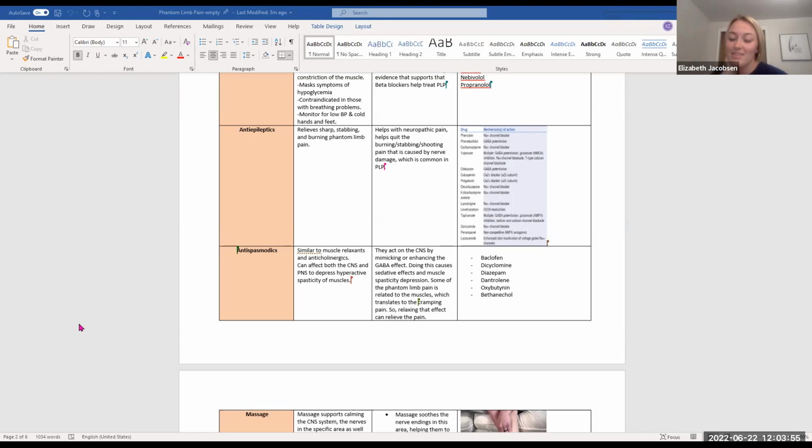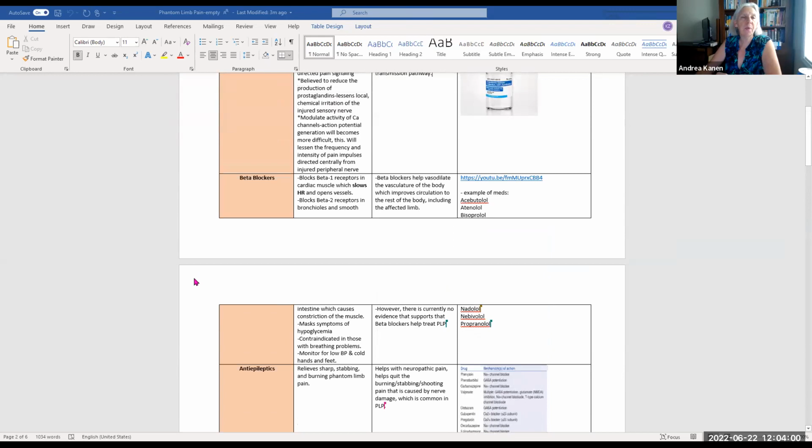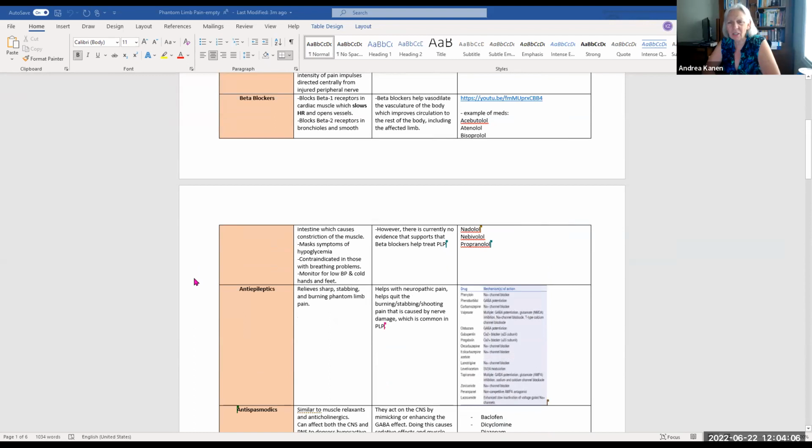Okay. Great. Thank you so much. So that leaves us with beta blockers. Yeah, I can do that one. Okay. But beta blockers for everything. How does that work out with this?